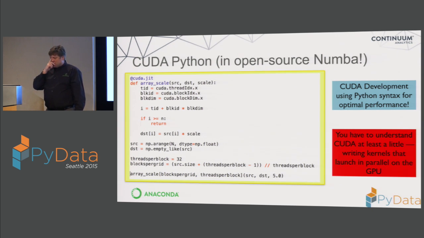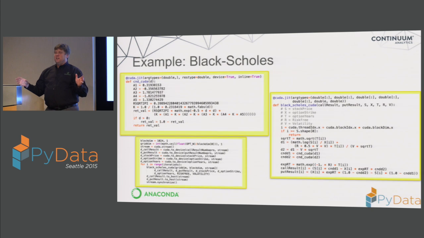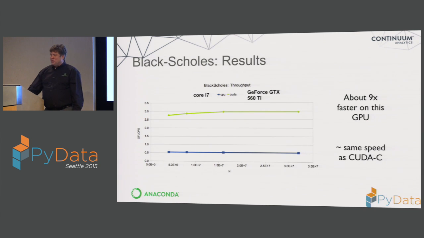Here's an example of a Black-Scholes calculation done on the GPU. I'm not going to go over the detail, but you can basically see it's 9x faster than the CPU code and about the same speed as CUDA C. So now CUDA is open to Python users. You can just have a GPU on your machine, and with a little bit of fearlessness and willingness to experiment, you can do a great job.